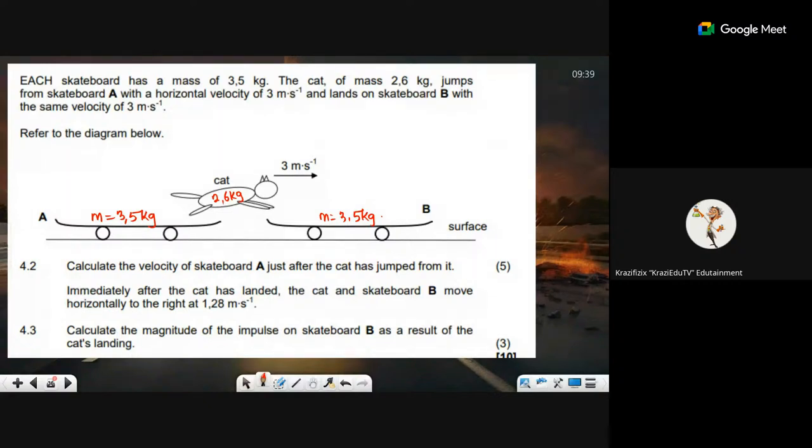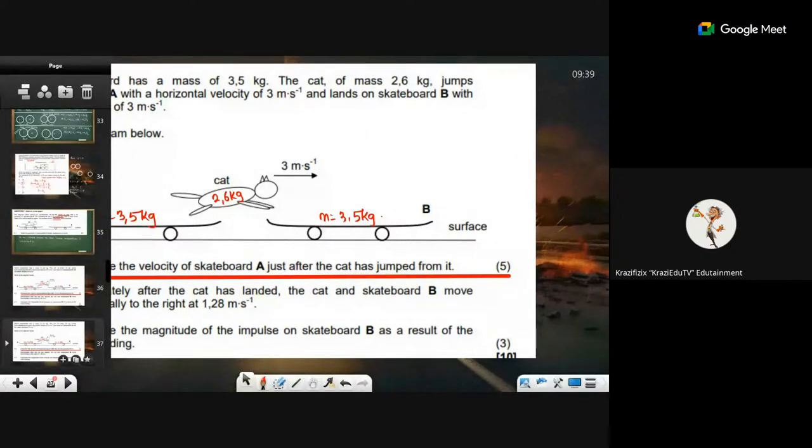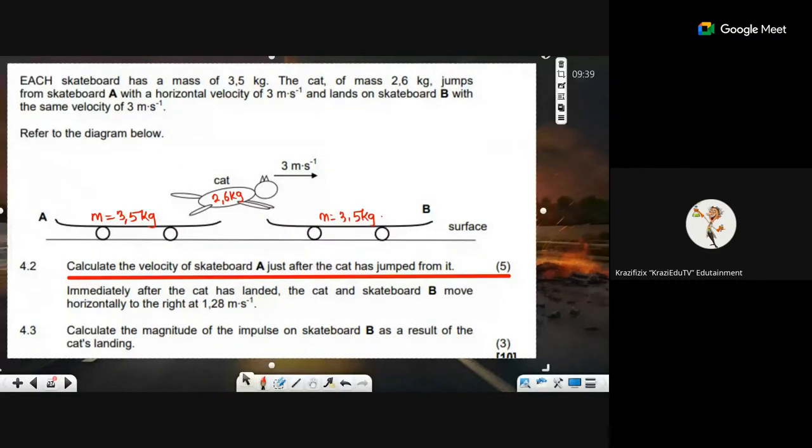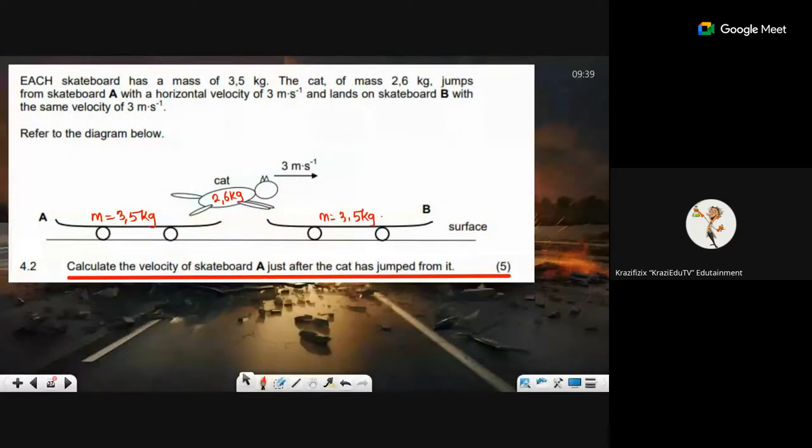Now let's see our question 4.2. Calculate the velocity of skateboard A just after the cat had jumped from it. Please check where the question stopped. I'm going to reduce the question now so that I can deal with this question alone. So this is what we have. 5 marks.